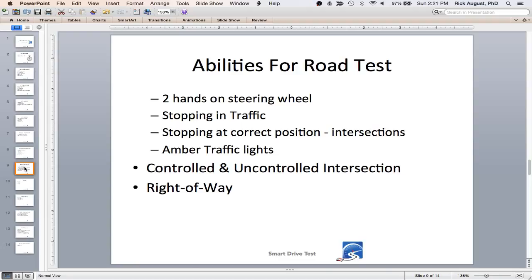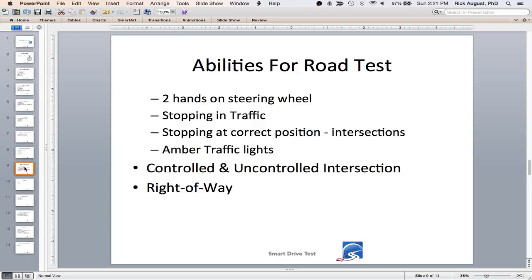You need to know the difference between controlled and uncontrolled intersections, because oftentimes driving examiners are going to say, at the next intersection, turn right. At the controlled intersection, turn left. And essentially what they're doing is using language that determines if you, who are being tested on the road test, can determine what kind of intersection you're dealing with and how to deal with that intersection, and whether it's a controlled or uncontrolled intersection.